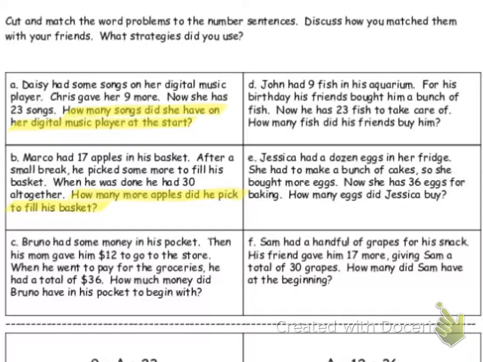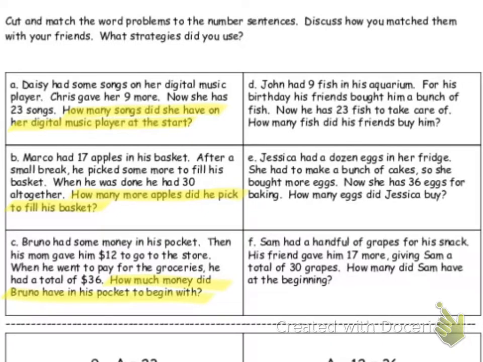Perfect. So for the next one, Jaden, Bruno had some money in his pocket. Then his mom gave him $12 to go to the store. When he went to pay for the groceries, he had a total of $36. How much money did Bruno have in his pocket to begin with? What is the unknown? The $12. We know the $12. They just told us that he has $12. What piece don't I know? They say what? How much? Yeah, how much did he have to begin with?